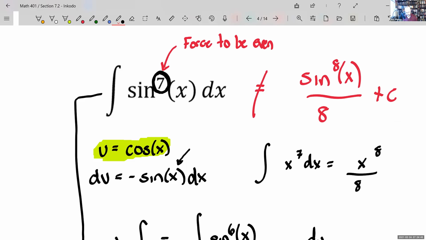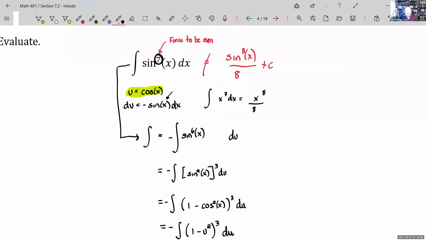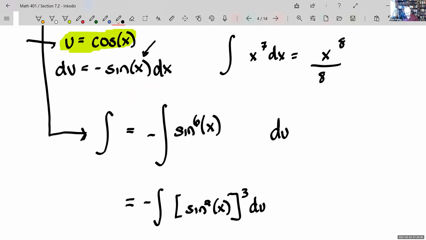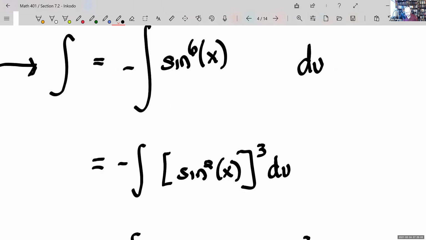Okay. So you could see the whole pattern here is really to remove a power so that you get to even powers. Once we got to an even power on that sine, remember, we had u equal to the cosine. So I'd like to rewrite that sine to the sixth in terms of cosines, well, that's sine squared to the third.